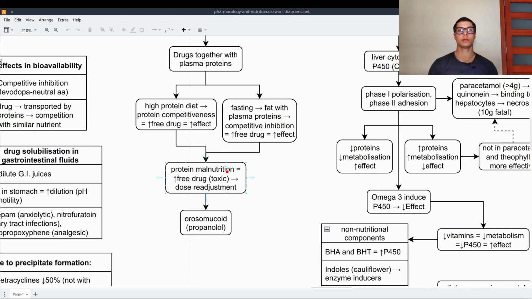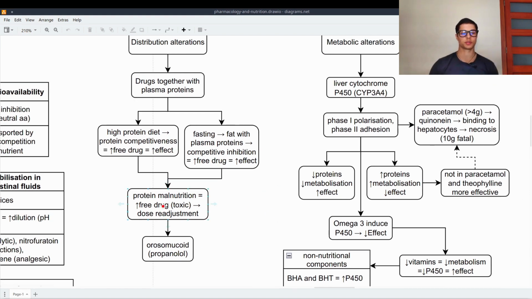Protein malnutrition will lead to higher free drug, which is toxic. And we have to keep in mind to readjust the dose of the drug. For example, Kwashiorkor disease is very important because it will produce toxicity. There is not so much protein available to transport all the drug, and therefore toxicity will happen. So we have to readjust the dose of the drug.